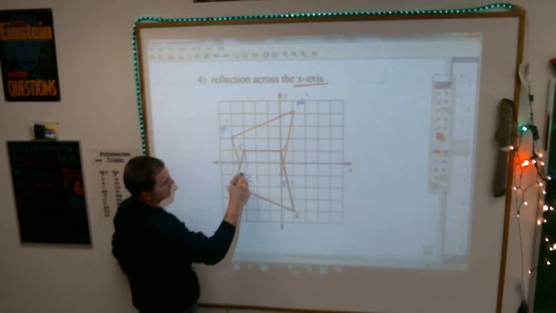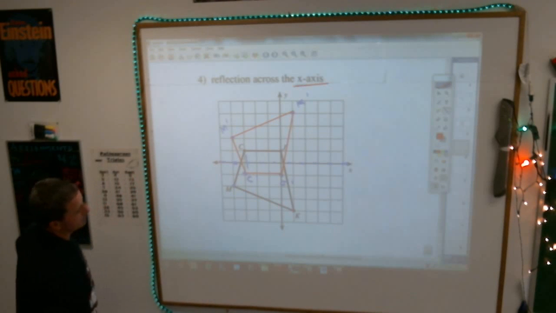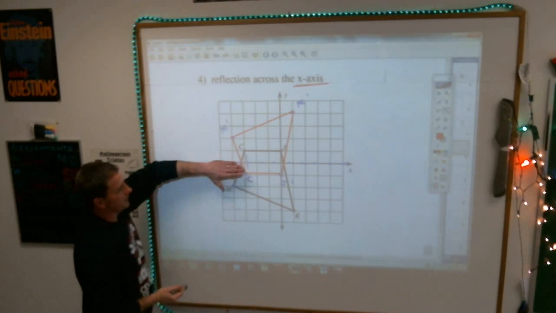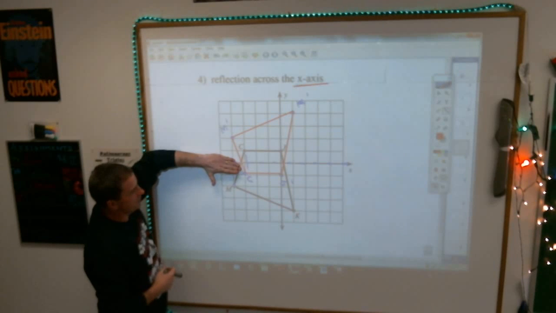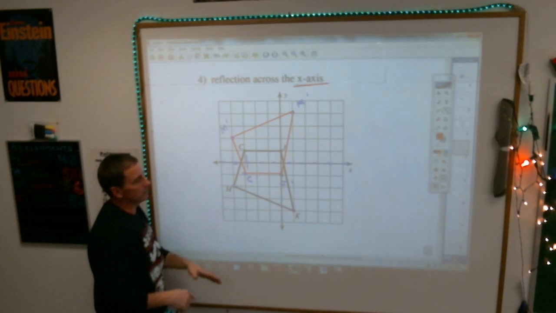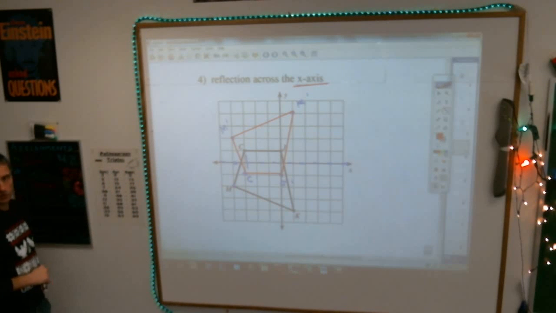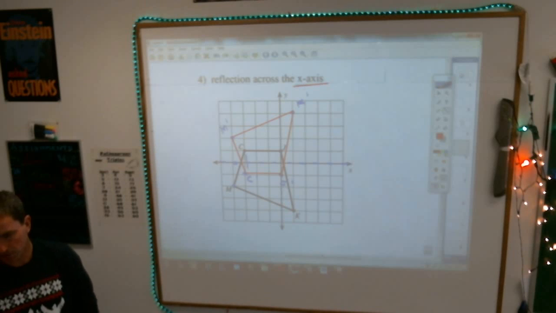Shabam. If you flipped it about that axis, I can't say fold because it wouldn't look like that, but if you flipped it on that axis and turned it over, that's what it would look like. That is your reflection. You should probably try another reflection.